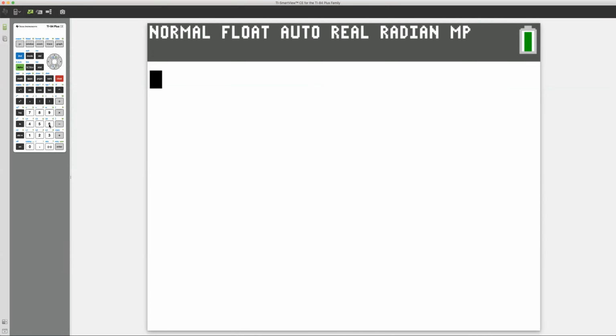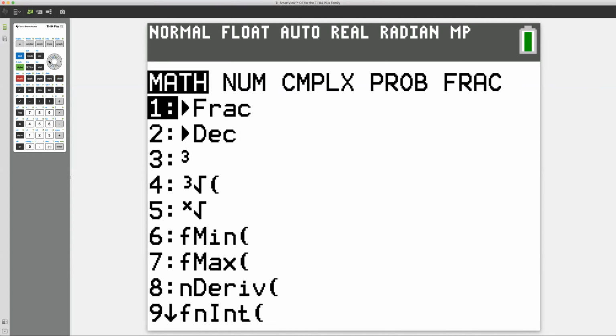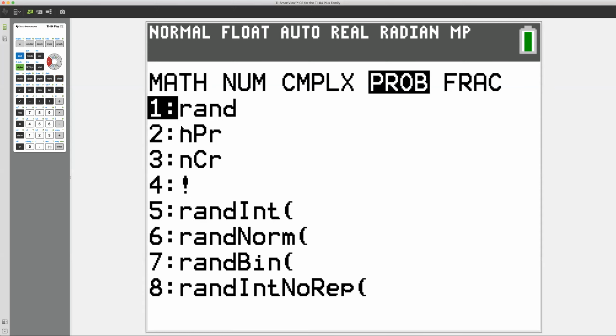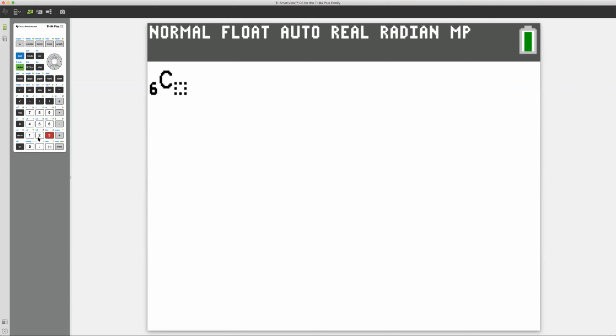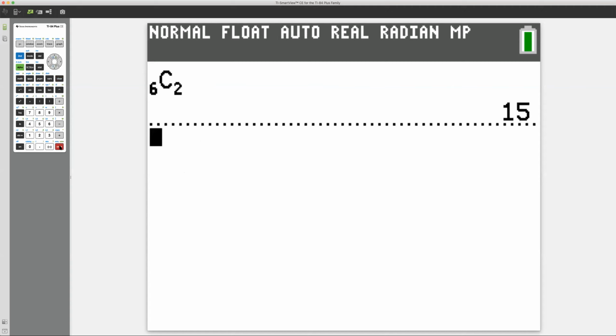But let's say we're going to choose 6 items and do a combination. So I'm going to go to math and over to probability, and we'll see down here below the permutation function is the combination function. So I'm just going to hit number 3. Let's say I want to do a combination out of 6 items. I'm going to choose 2, and of course you press enter. So that's where your combination function is, right below your permutation.